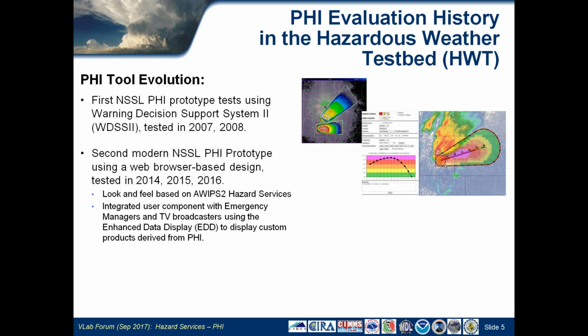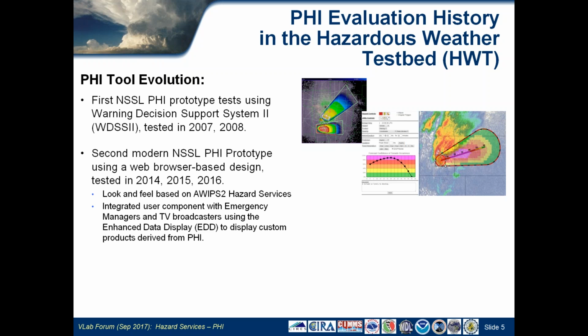What we did with the design on this is to immediately look at what hazard services looks like right now in terms of where things, specific areas of the screen, are laid out, such as the spatial display, the timeline, console, and the hazard information dialog. So the web-based, browser-based prototype design was given the same kind of layout.